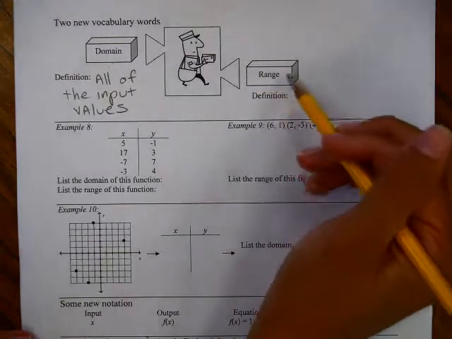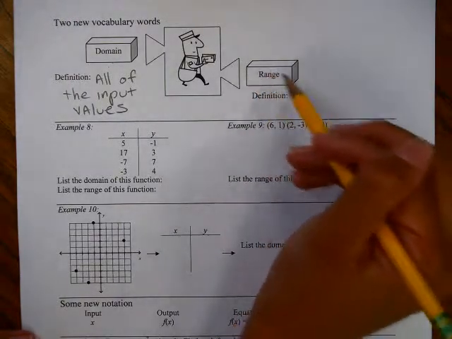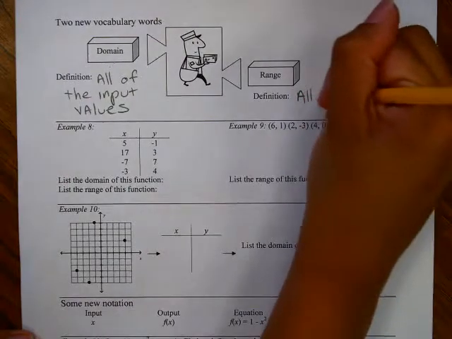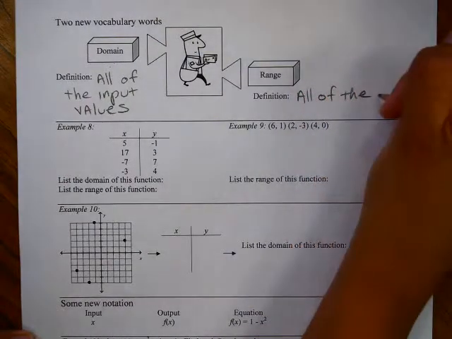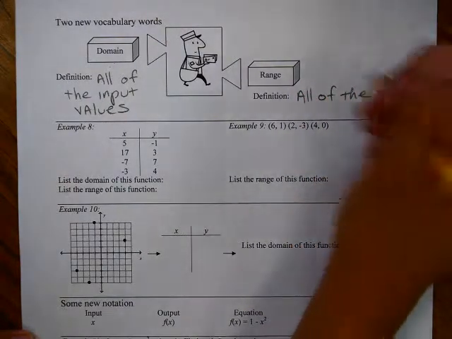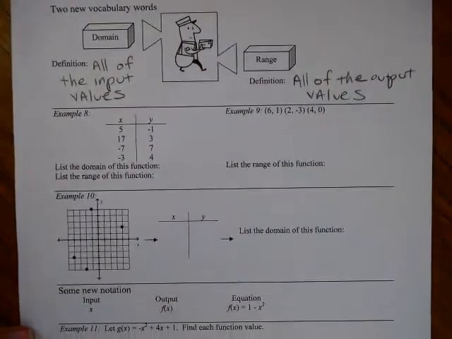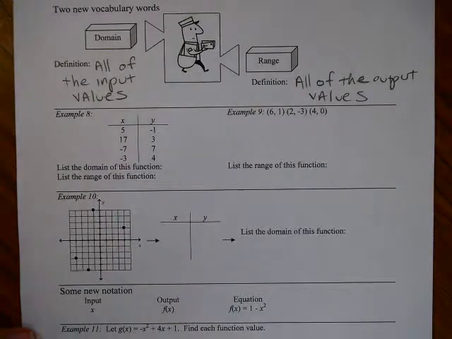And then if you collect all of your outputs in one box, that box could be labeled as the range. So our definition here, all of the output values. There's a few different ways we can look at it.